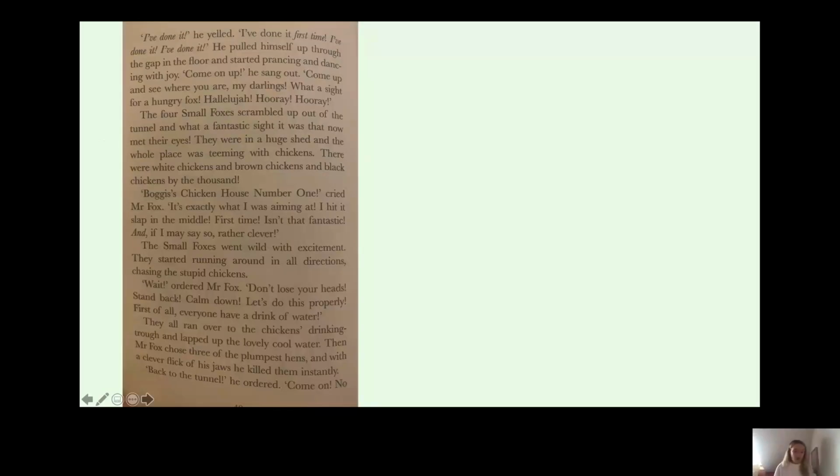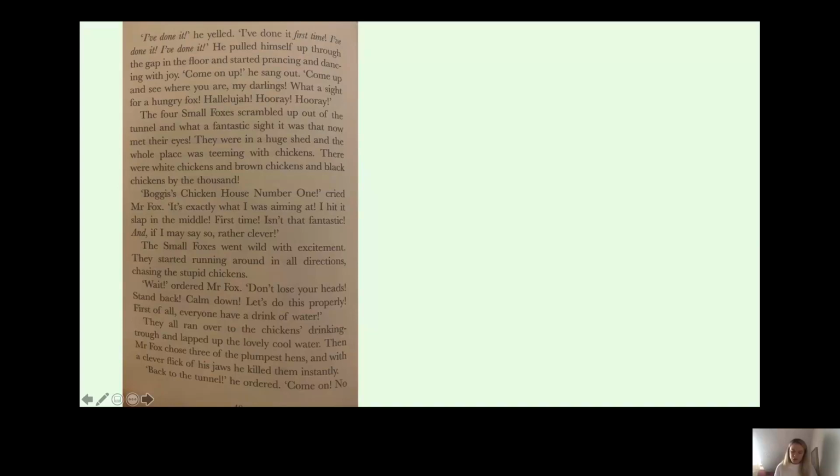I've done it, he yelled. I've done it first time. I've done it. I've done it. He pulled himself up through the gap in the floor and started prancing and dancing with joy. Come on up, he sang out. What a sight for a hungry fox. Hallelujah, hooray, hooray. The 4 small foxes scrambled out of the tunnel, and what a fantastic sight it was that now met their eyes.